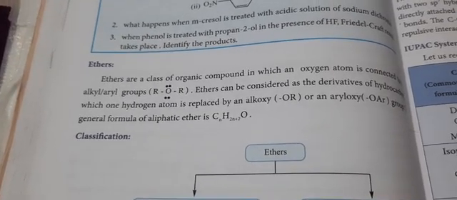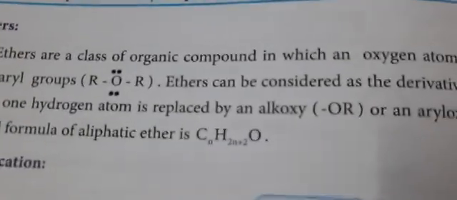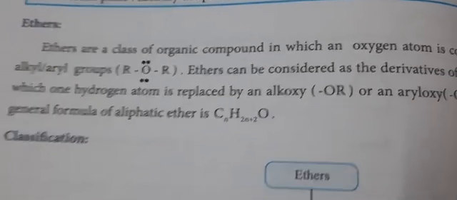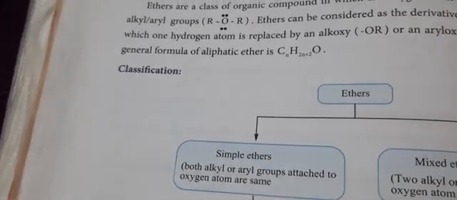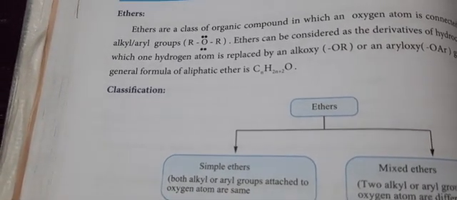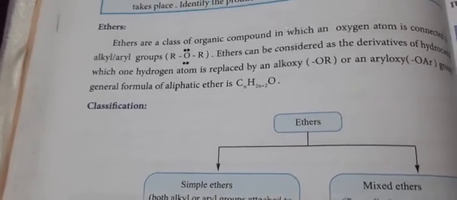And third point, ether can be represented by one general molecular formula, that is CnH2n+2O. If you substitute n equal to 2, you will get C2H6O. If you substitute n equal to 3, you will get C3H8O. Like that you will get.